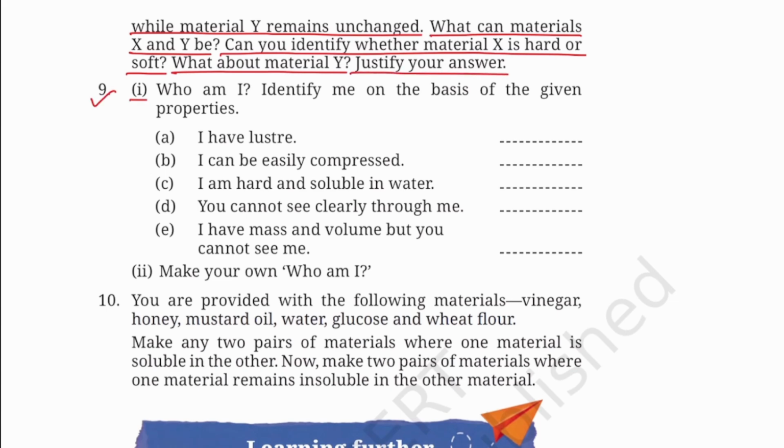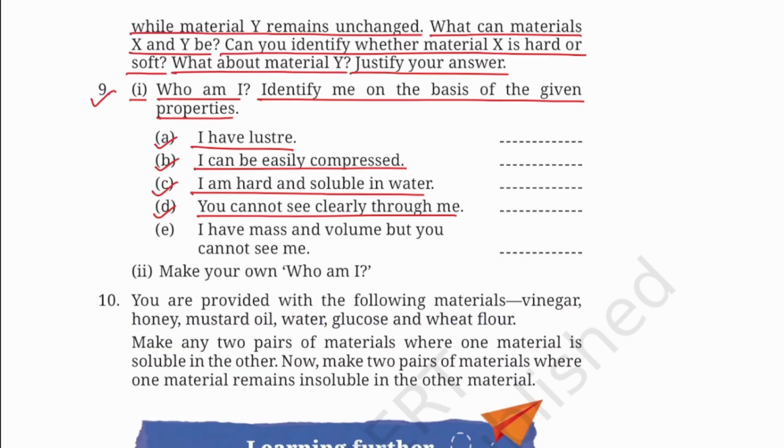9. 1. Who am I? Identify me on the basis of the given properties. A. I have luster. B. I can be easily compressed. C. I am hard and soluble in water. D. You cannot see clearly through me. E. I have mass and volume, but you cannot see me. 2. Make your own Who am I?